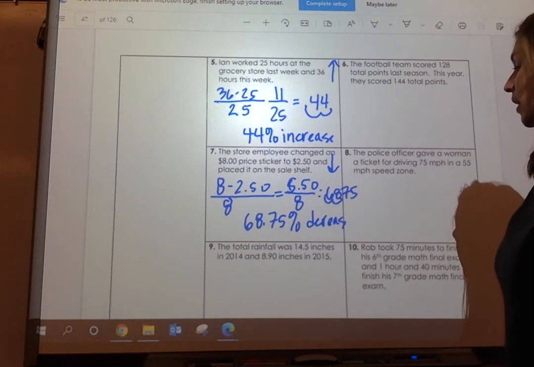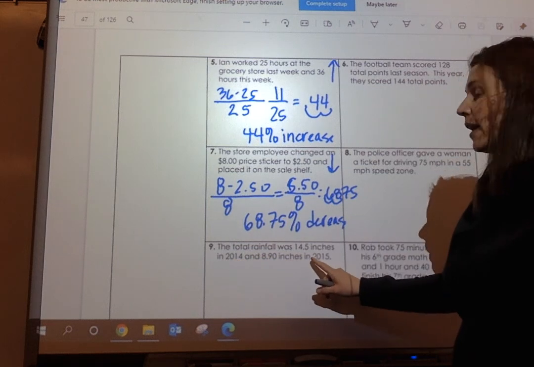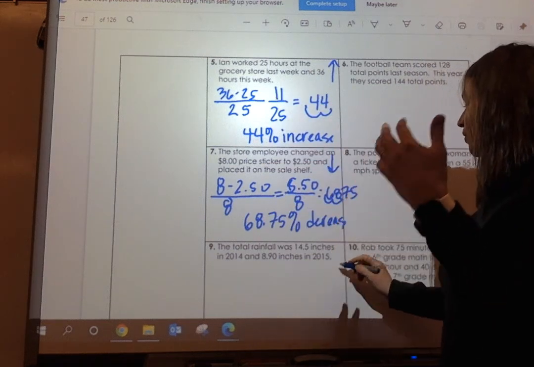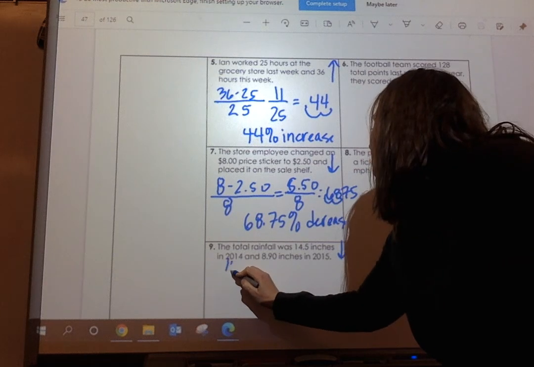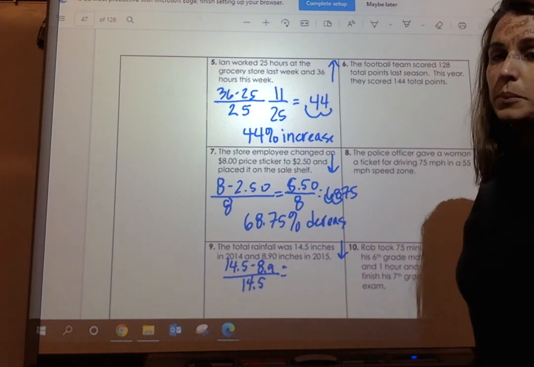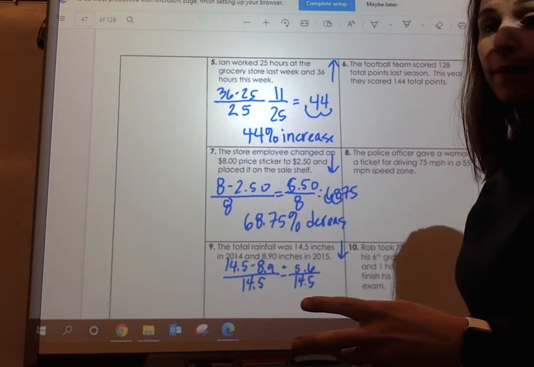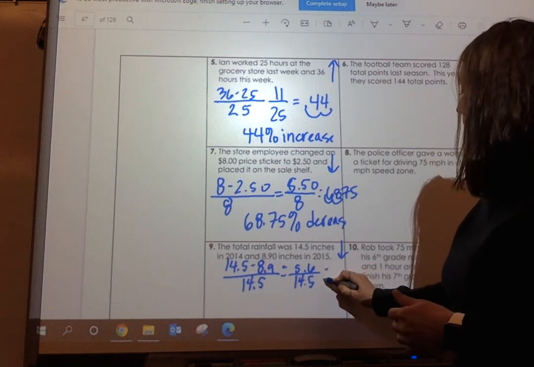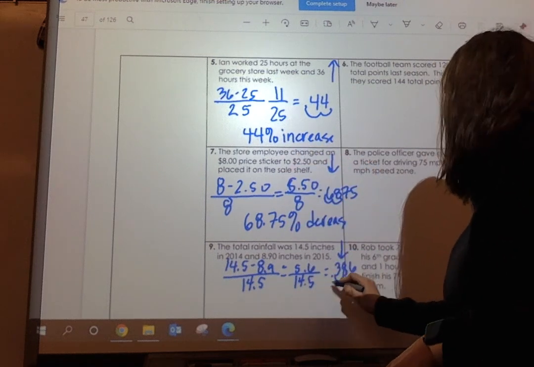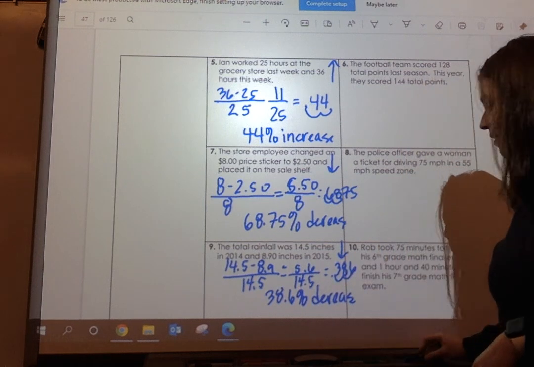All right, let's look at number 9. The total rainfall was 14.5 inches in 2014 and 8.9 in 2015. So we go from 14.5 to 8.9, so that's a decrease. So the difference of 14.5 and 8.9 over the original, which is 14.5. So the difference here is 5.6 over the original amount, which is 14.5. When I put that in my calculator, I get 0.386. But of course, I need to change it into a percent. So I get 38.6% decrease. Decrease, it's going down.